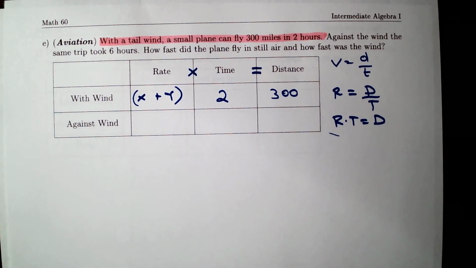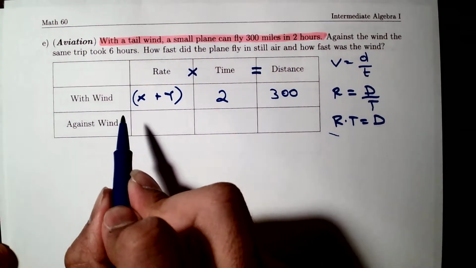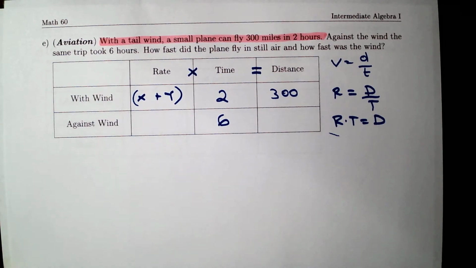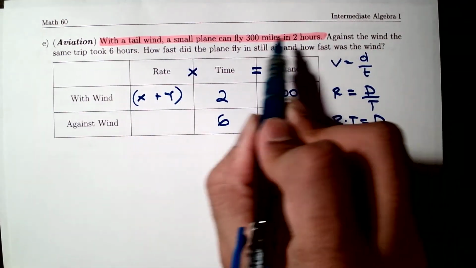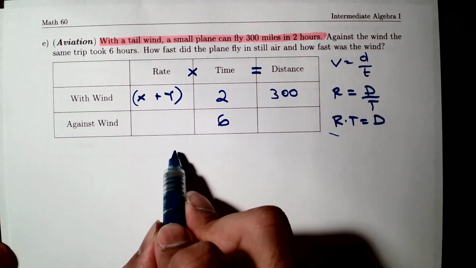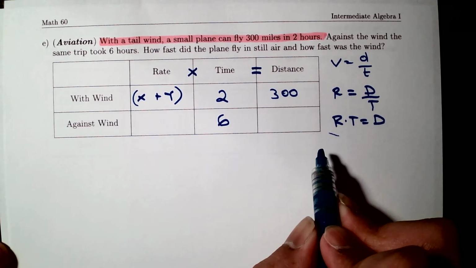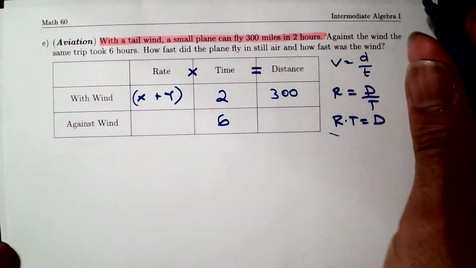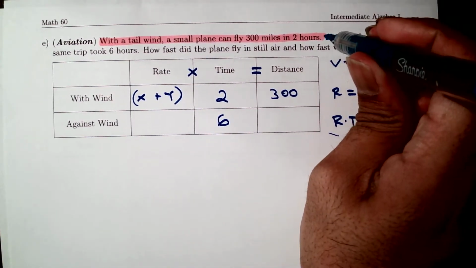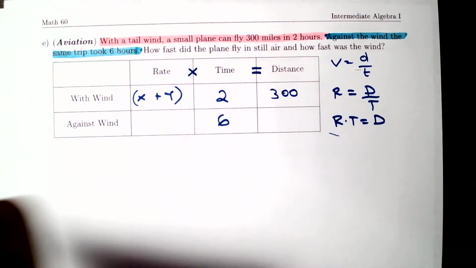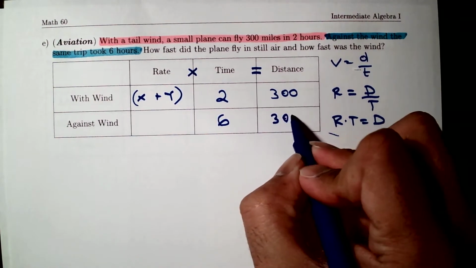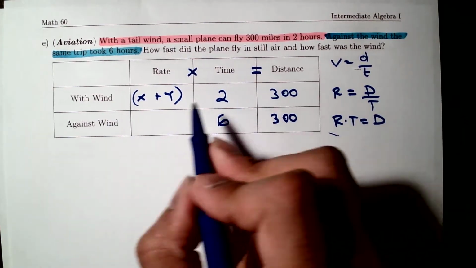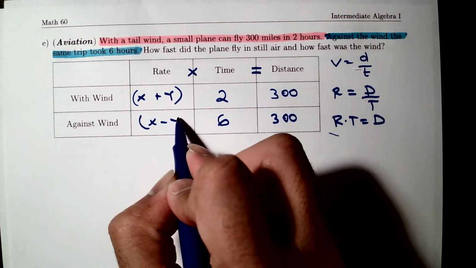Alright, so let's see what we're going to do next. Well, against the wind, the same trip took 6 hours. By the same trip, we mean the 300 miles, because it's the airplane going 300 miles from west to east, for example, then coming back from the east to the west against the wind. Let's highlight that piece of information that is going to give us the second equation. So the 300 miles, and that's going to be 6 hours, but in this case it's x minus y.